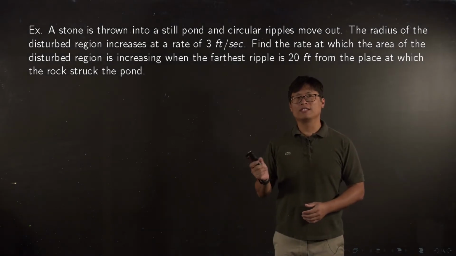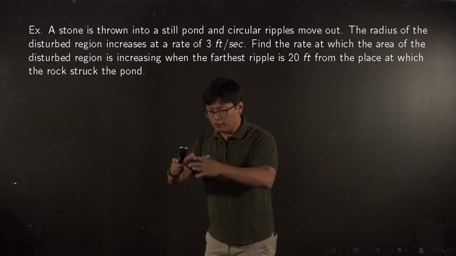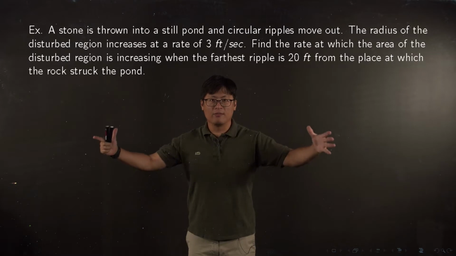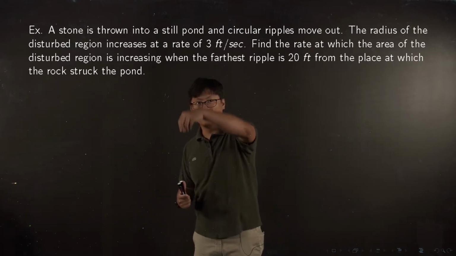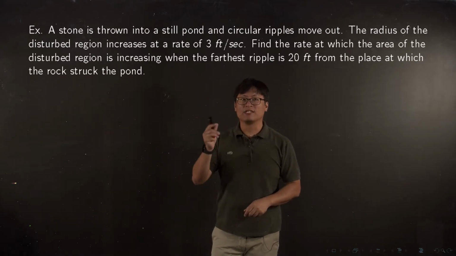A stone is thrown into the still pond, right? Then as you can expect, the circular ripple keeps getting bigger and bigger, just moving out from the point at which the stone was thrown, right? So that is the basic understanding about this problem, okay?